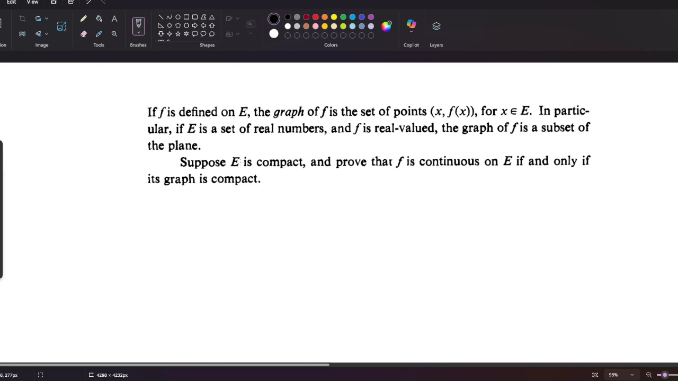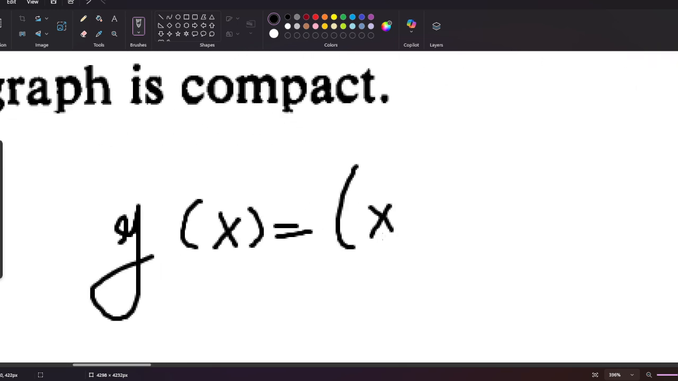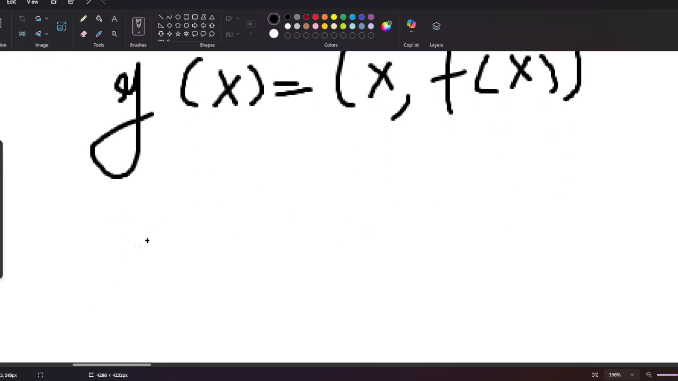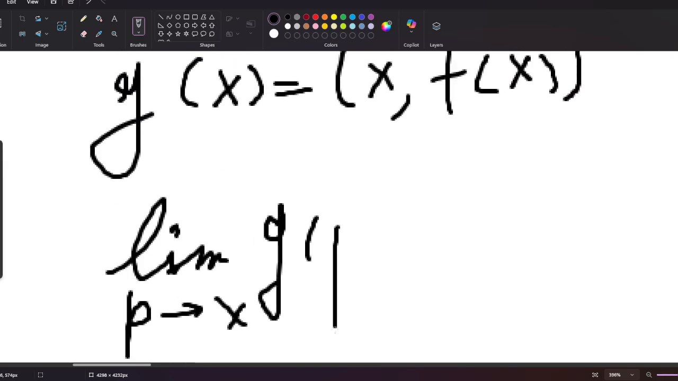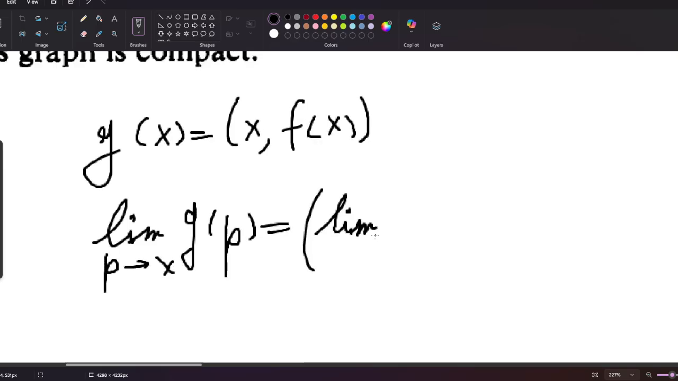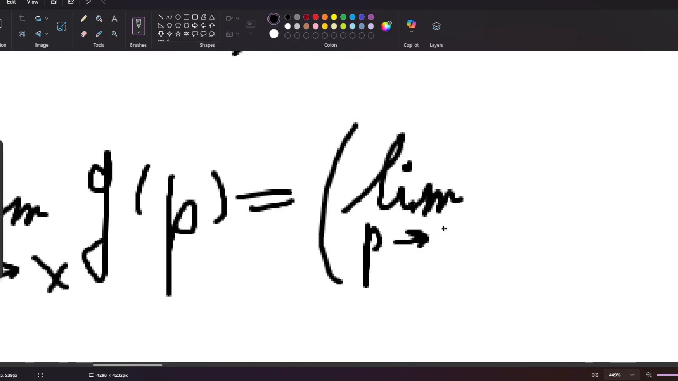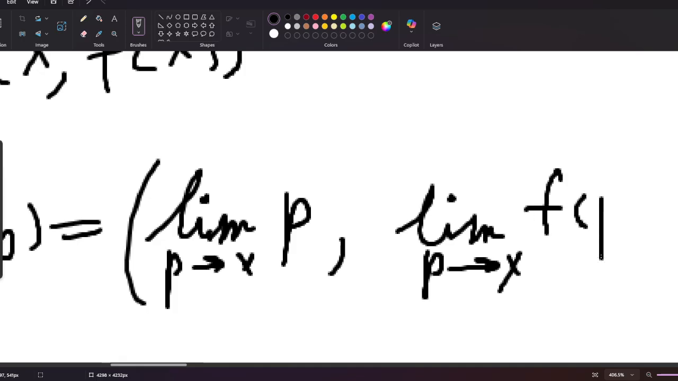I'm not going to define the norm of it, but I'm going to say that whenever we take a function, let's call it g of x, that maps x to (x, f of x), then the limit as p approaches x of g of p is going to be equal to the point where the first component is the limit as p approaches x of p, and the second component is the limit as p approaches x of f of p.